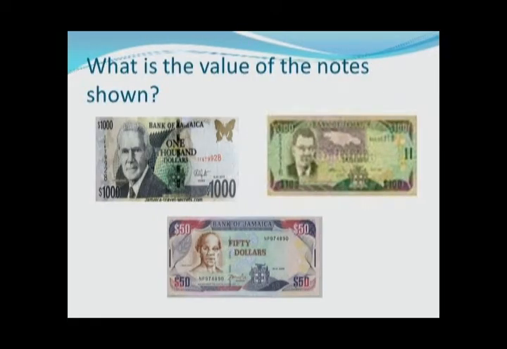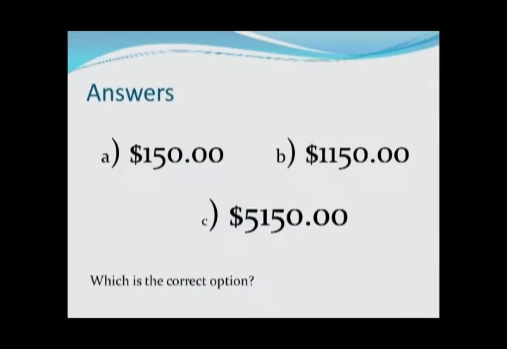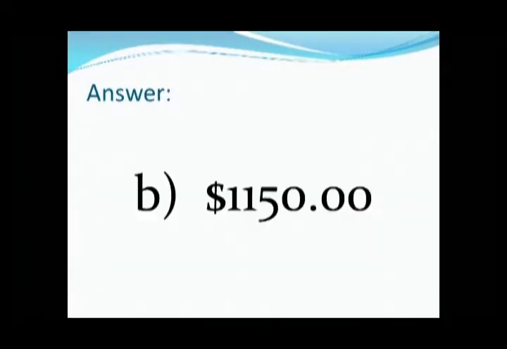What is the value of the notes shown here? Here you have a $1,000 note, a $100 note, and a $50 note. Do you think you could write this using the dollar symbol and the decimal point? We have $1,150. Let's look at some options to see if you can select from them. Look at the options here. If you said it is B, then you are correct. B is showing us $1,150.